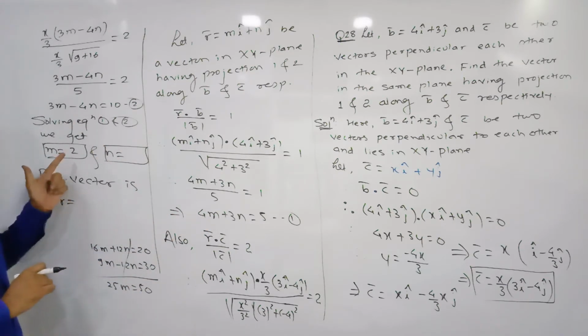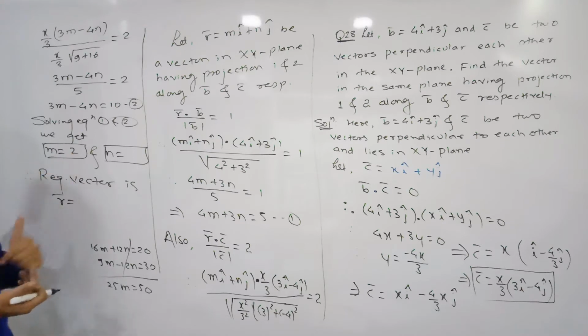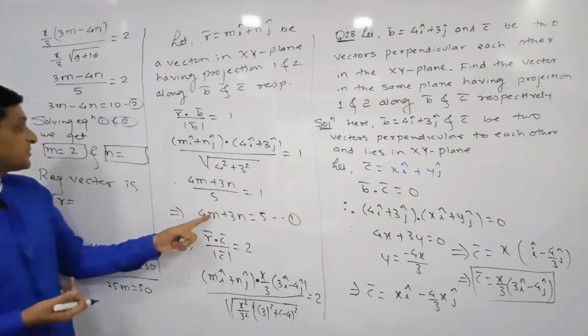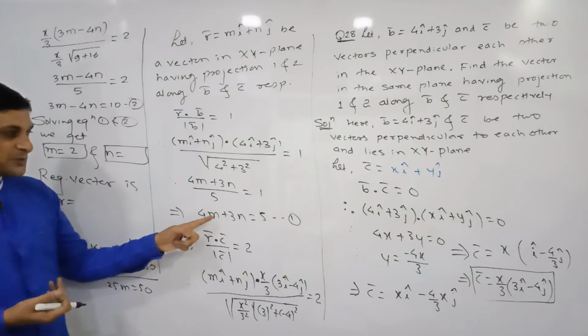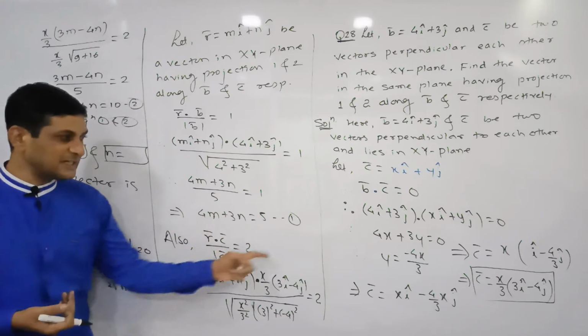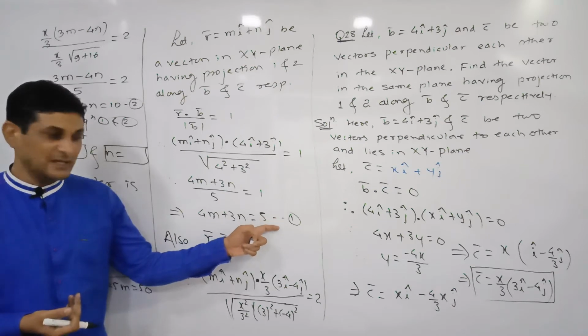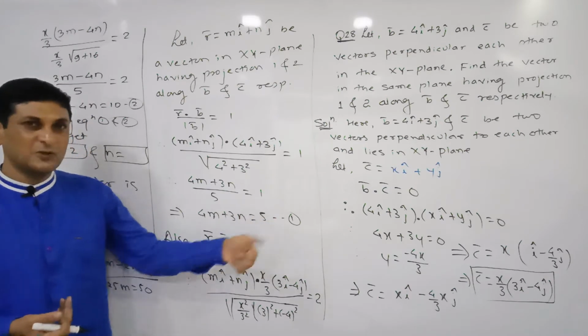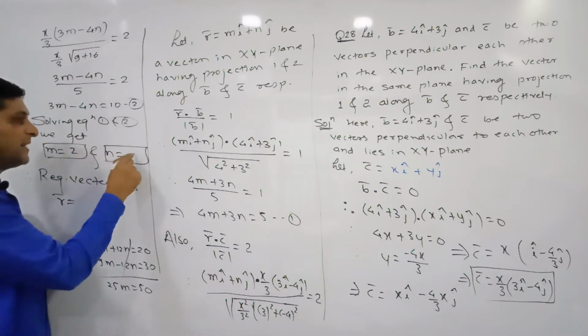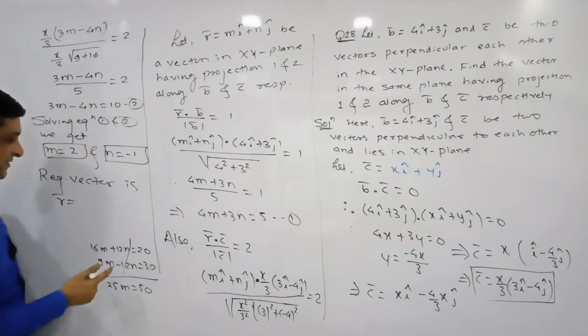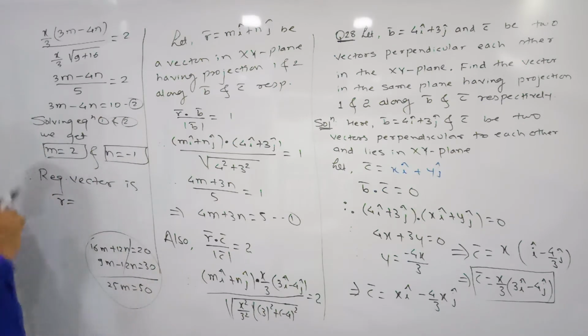So once the value of m is known to us, substitute this value of m in any equation. If I am substituting m equal to 2 here, 2 into 4 is 8, and the 8 on this side will become minus 8. 5 minus 8 means minus 3. So 3n is equal to minus 3, means n is equal to minus 1. In this way we have got the value of n, and this will be the rough part, isn't it?